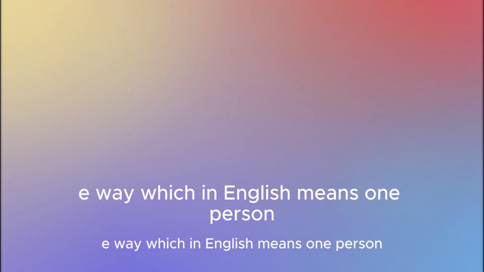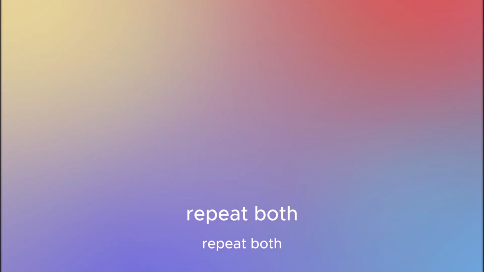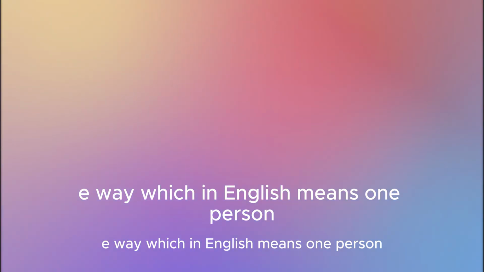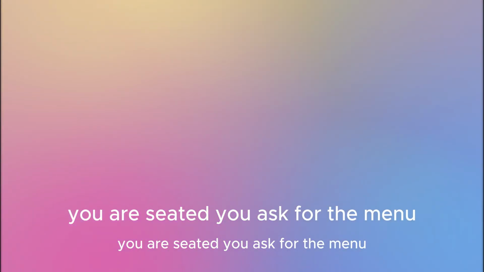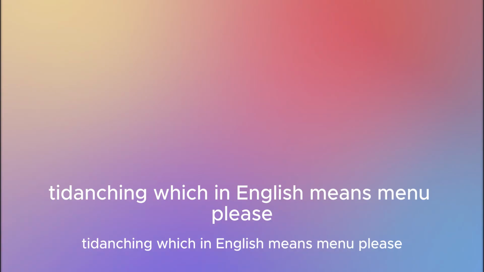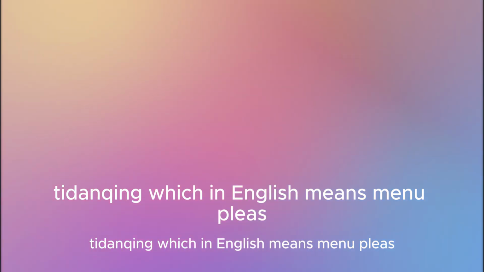You answer, 一位, which in English means one person. 两位, which in English means two people. Repeat both. 一位, which in English means one person. 两位, which in English means two people. You are seated. You ask for the menu. 菜单请, which in English means menu please. Repeat. 菜单请, which in English means menu please.